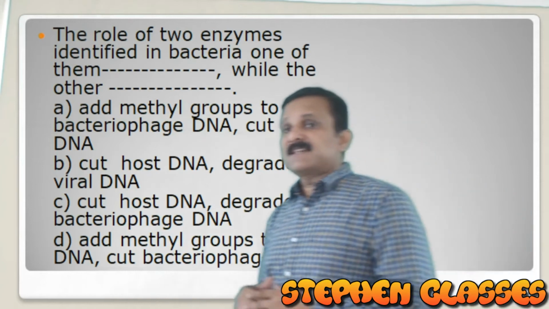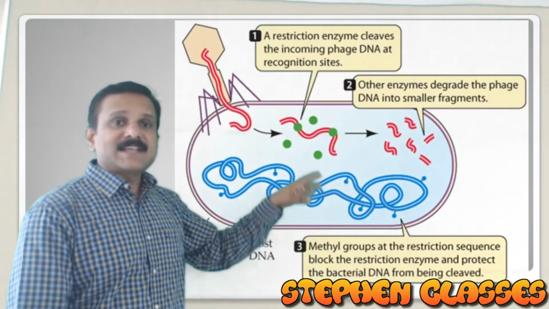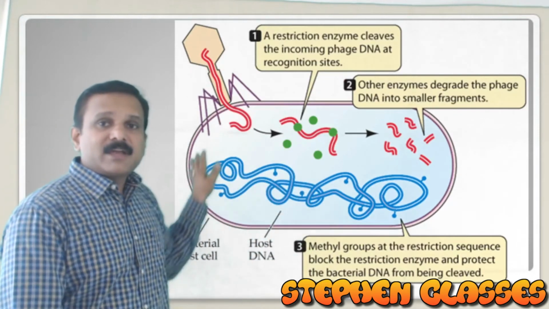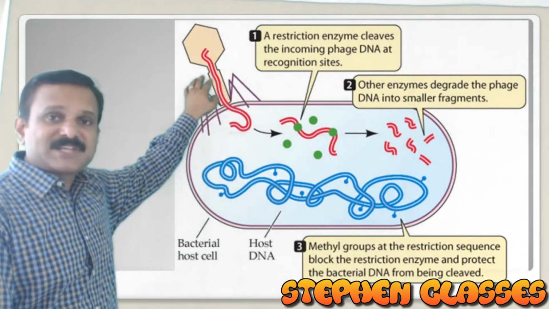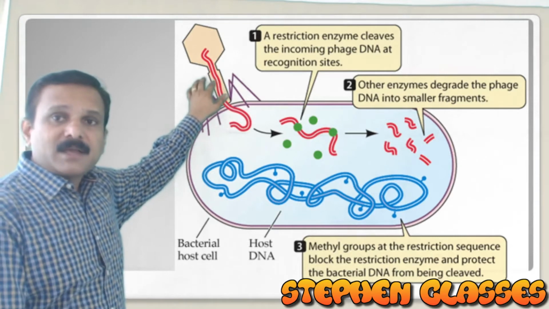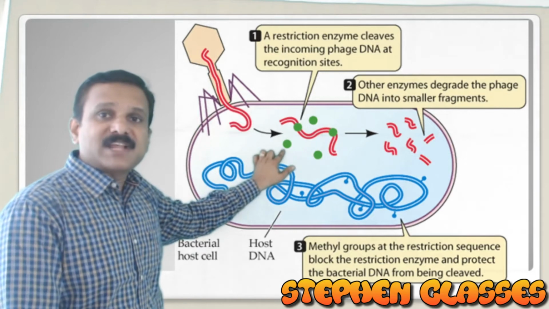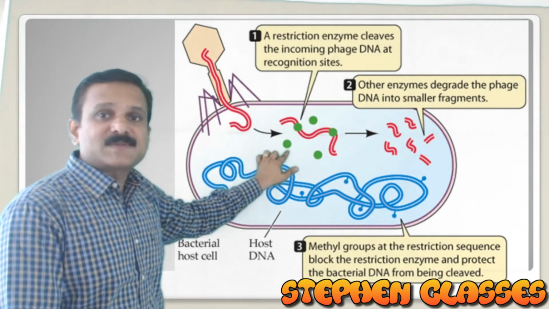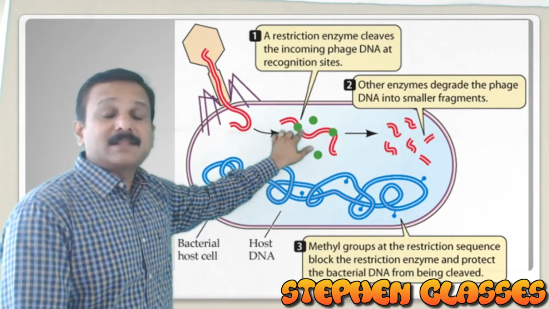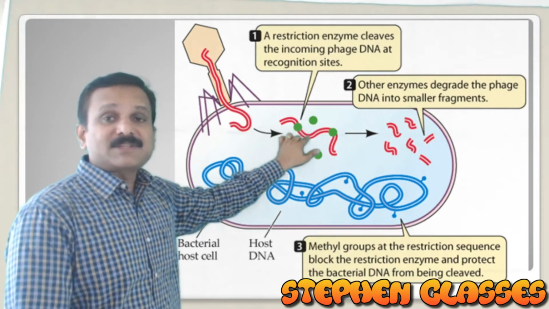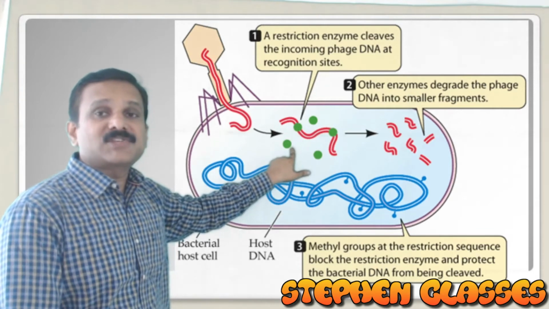To know more about this, we have a diagram. In this diagram, you can see the bacterial cell which is infected by the bacteriophage. Usually bacteriophages are the viruses which attack the bacteria. So here you can see certain enzymes are there. These enzymes are called restriction enzymes. And these restriction enzymes are destroying the entered viral DNA. The bacteriophage DNA will be destroyed by certain enzymes and these are called restriction enzymes.